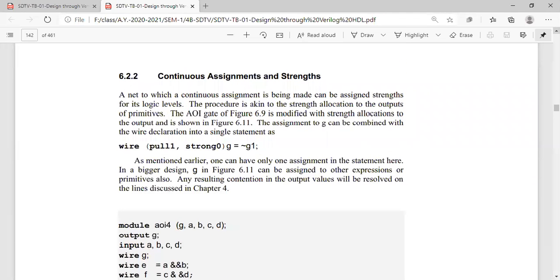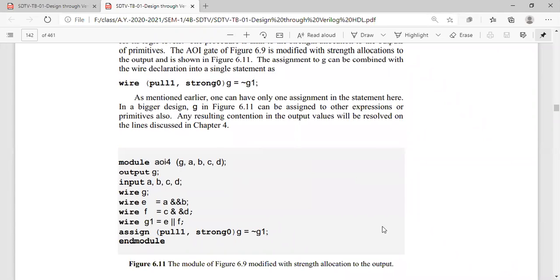Here you can see continuous assignments and strengths. We should know the strengths: strong 0, strong 1. We have seen these strengths in the table in the previous class discussions, right? We have pull 1, pull 0, strong 1, strong 0, weak 1, weak 0. Like this, we have different types of strengths for particular signals. We also had a table showing which is the stronger signal, which helps us decide the output value.